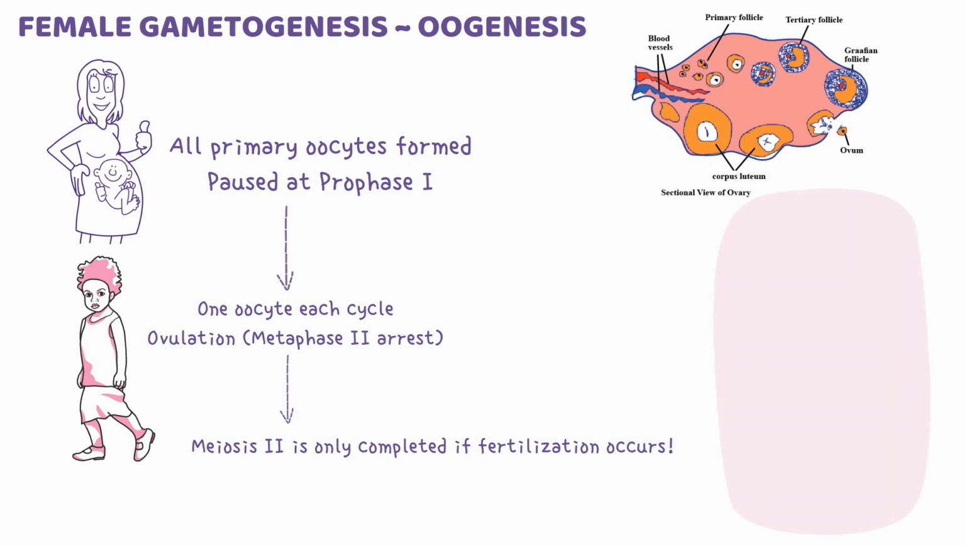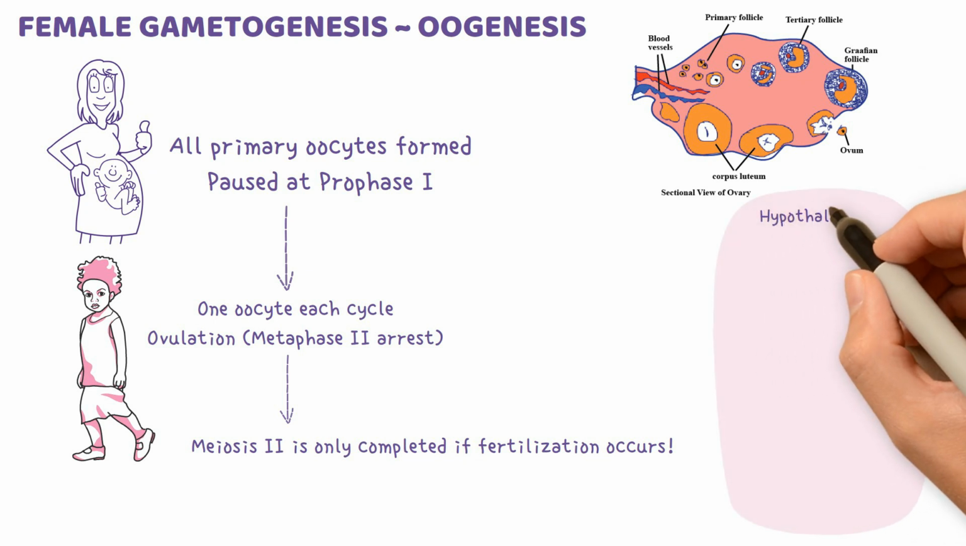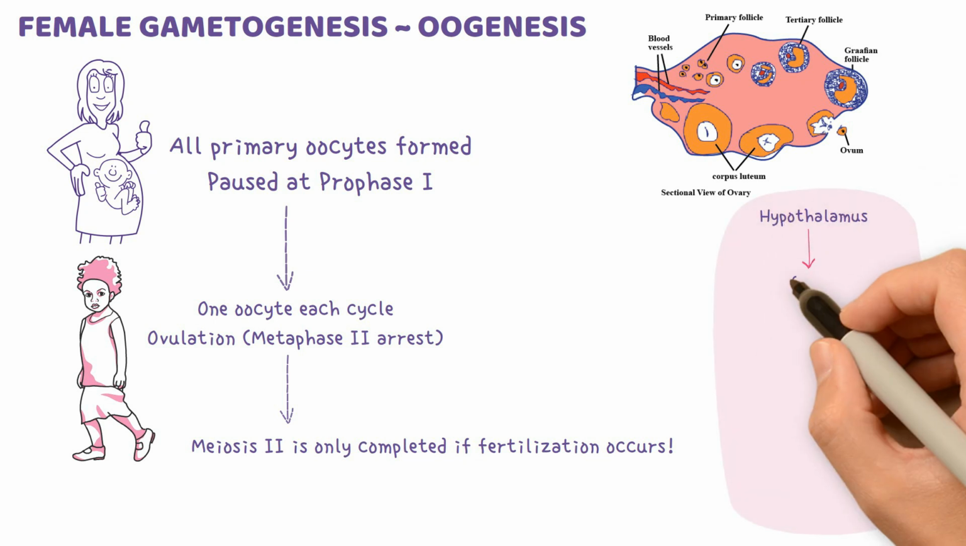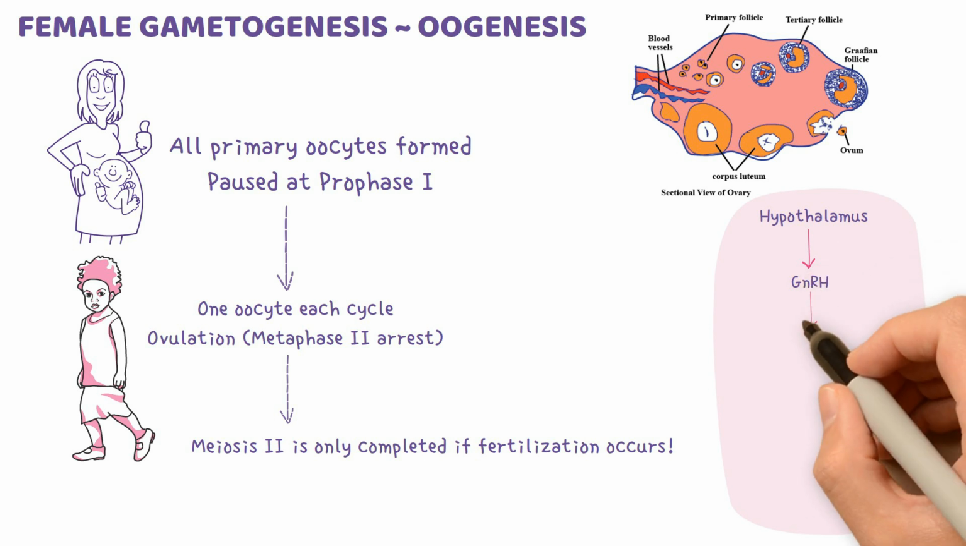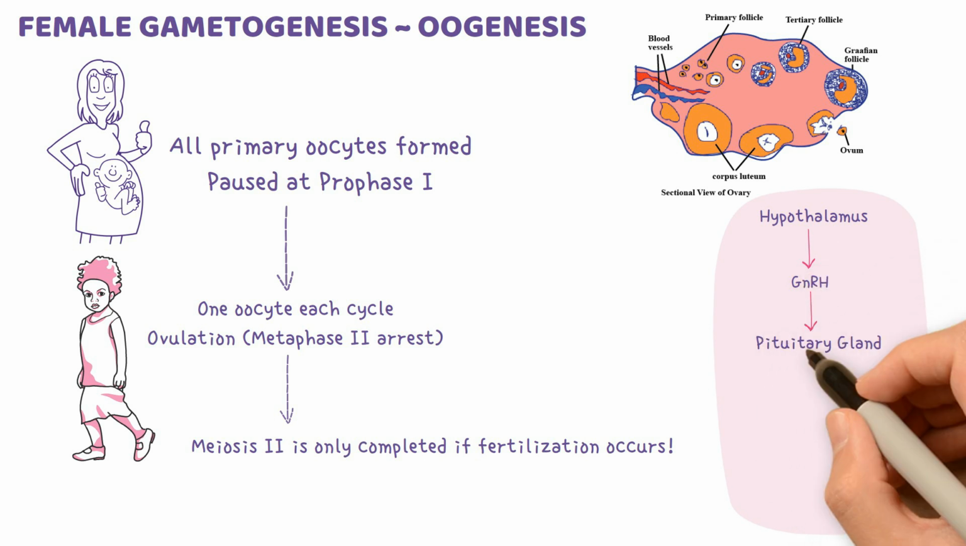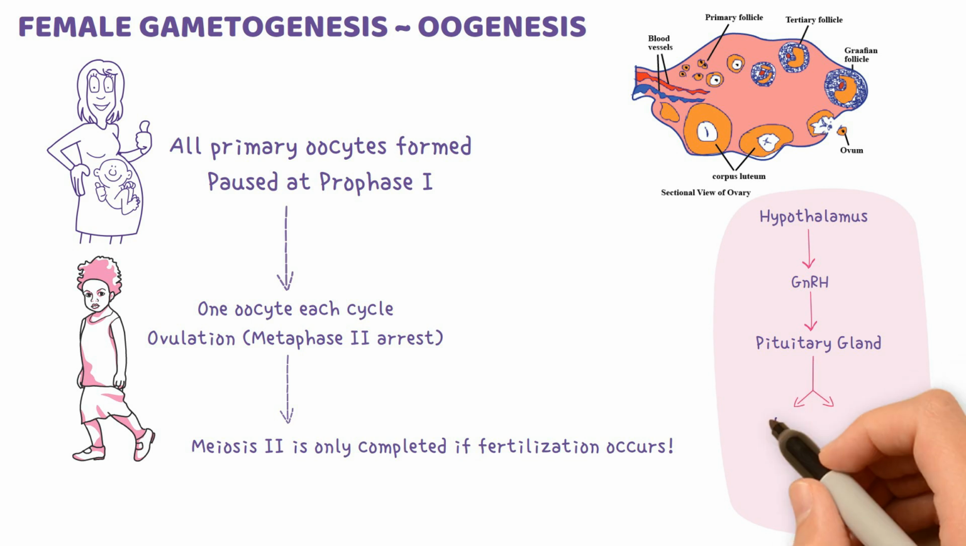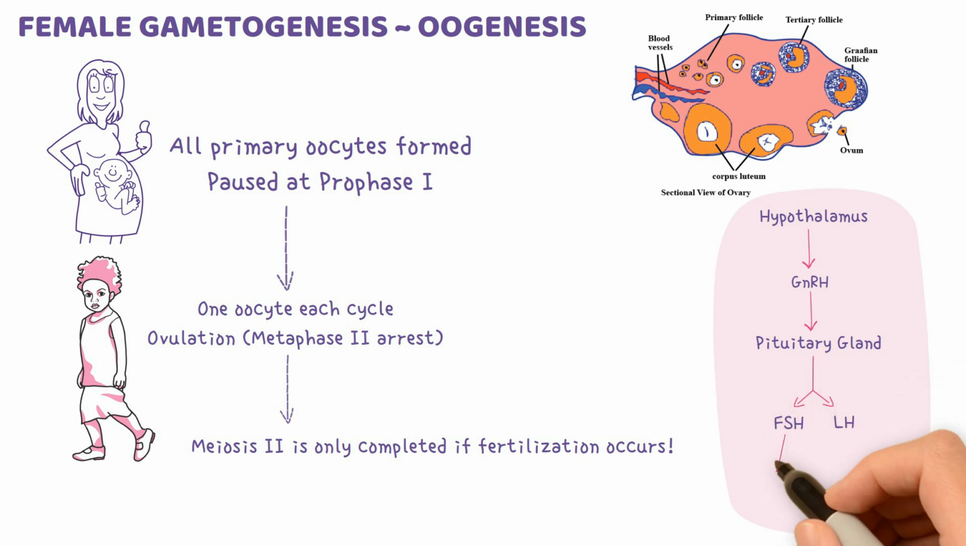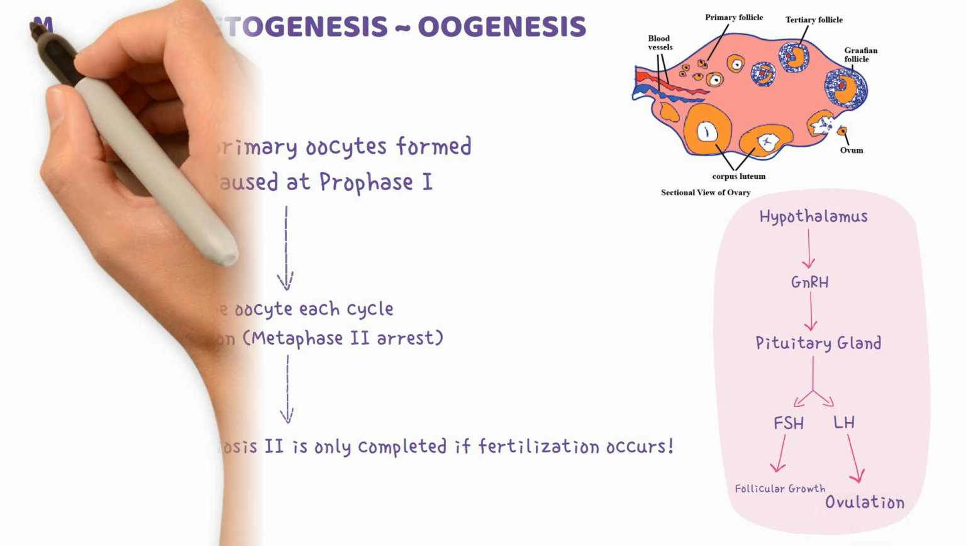Hormones play a crucial role in regulating oogenesis. The hypothalamus releases gonadotropin-releasing hormone, stimulating the pituitary gland to release follicle-stimulating hormone and luteinizing hormone. FSH stimulates follicles and LH stimulates ovulation.